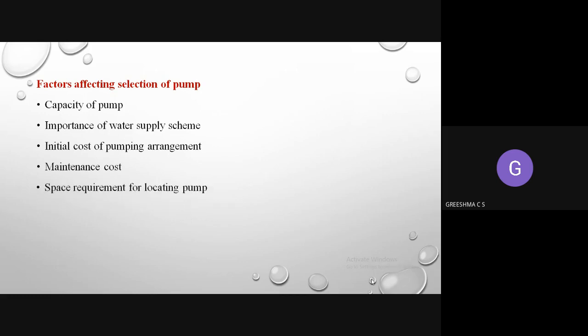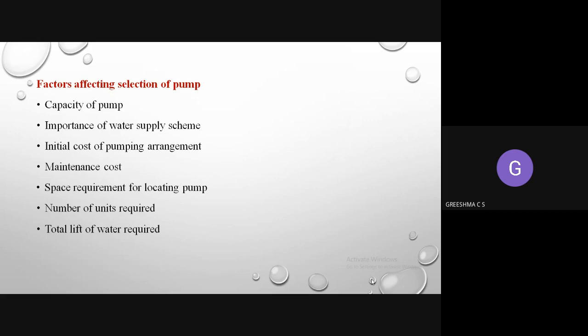Next one is the space requirement for locating a pump. Generally, as you saw yesterday in the pumping station of Rajasthan, the space and location are very important. Some pumps require a larger area, some require a lesser area. The number of units required is again related to the space only.